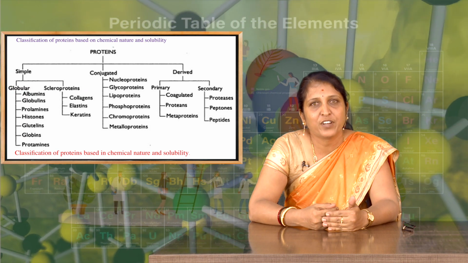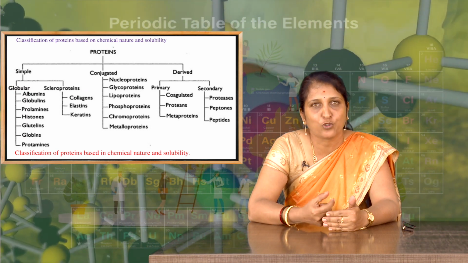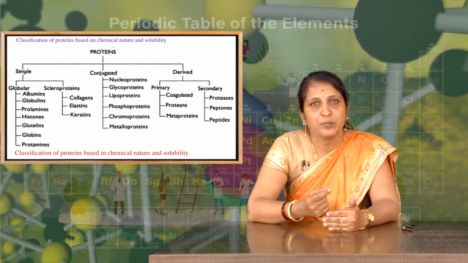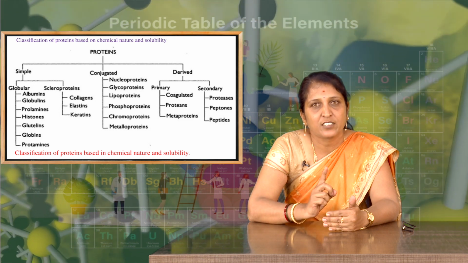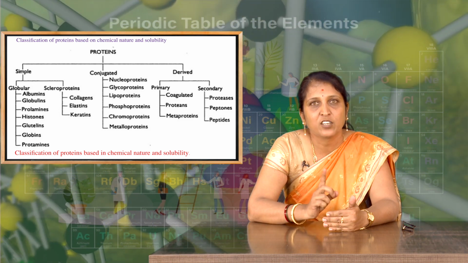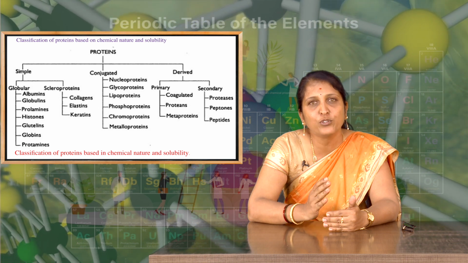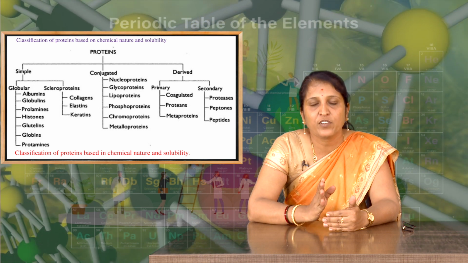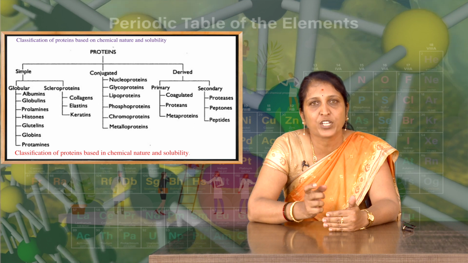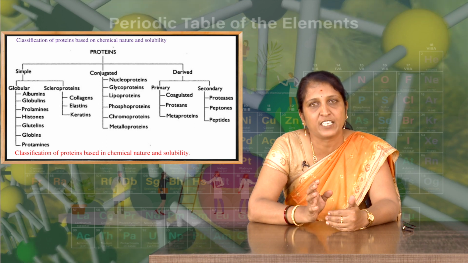Proteins can be classified on the basis of chemical nature and solubility as simple protein, conjugated protein, derived protein. You can go through this table. You will get the entire classification of protein on the basis of chemical nature and solubility.